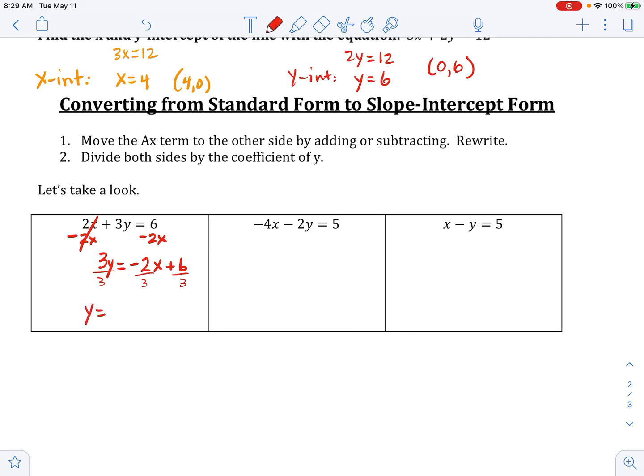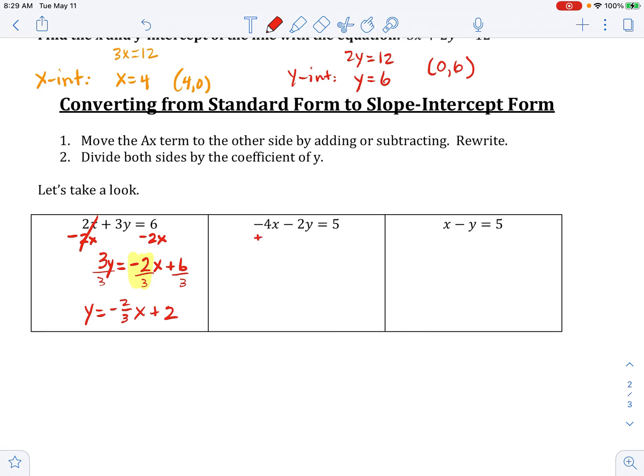So we get y equals, now take a look right here. We do not need to do anything with this, just leave it as a fraction, negative 2/3 x. And then we're going to simplify, if we can, the other fraction, which we can in this case, to plus 2. So now it's in slope-intercept form, and we can identify the y-intercept and the slope of that line, even when it wasn't originally in this form. We're going to do a couple more, and then we're going to call it good.